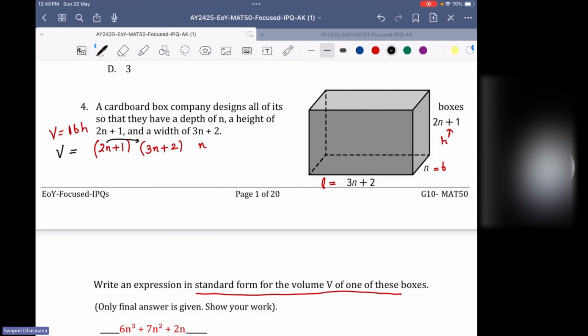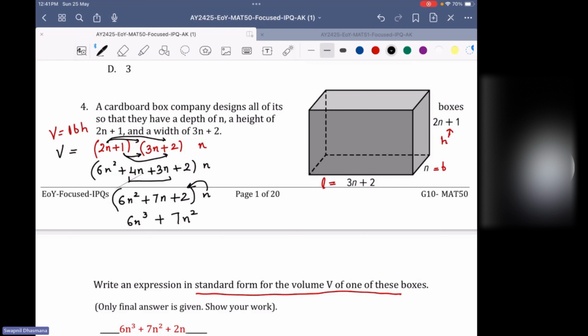So multiplying first with second, the FOIL method. 2 times 3, 6. 2 times 2, that's going to be 4. 1 times 3 and 1 times 2. There is n outside, do not forget it. Combine the like terms. 4 plus 3 is 7. Multiply n with all. The final answer would be 6n cubed plus 7n squared plus 2n. And that is the volume.